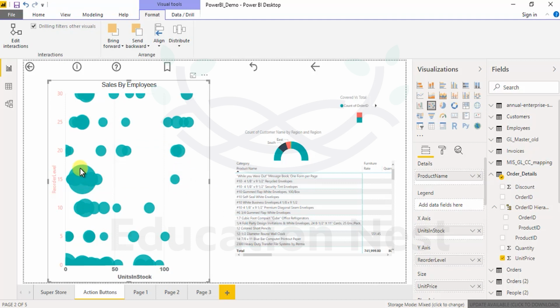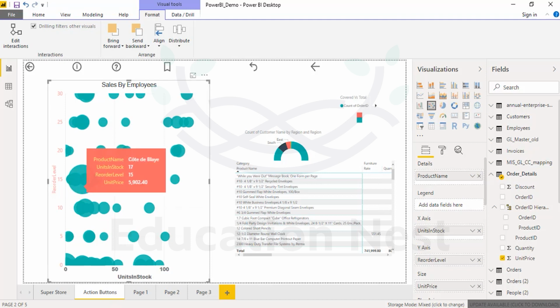So this product is important, which is lying at a reorder level of 15 and the range of sales is between 0 to 50. So if you look at it, it is somewhere over here. These scatter charts will help you identify the outliers and bring them into mainstream focus. So this is a different way of visualizing your data.